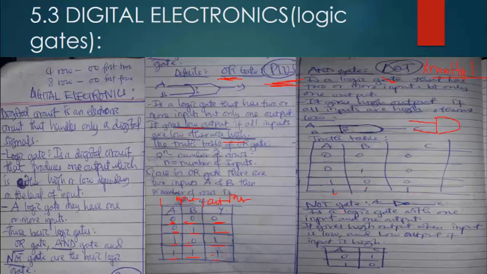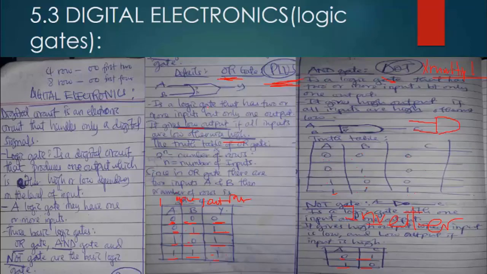Lakini special feature ya NOT gate ni kwamba inachukua only one input. Okay, na kutoa only one output. So it gives high output when input is low and low output if input is high. So hii in other words inaitwa inverter. So that it inverts the input. So if input is low ina give high. If input is high it gives low. So it simply inverts.